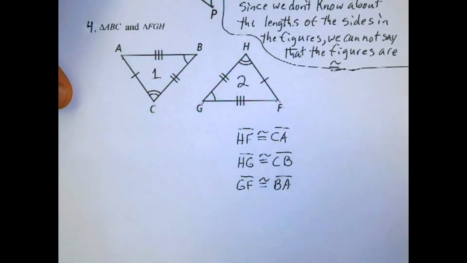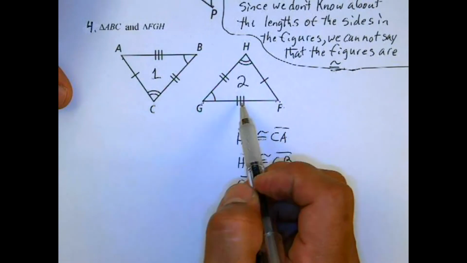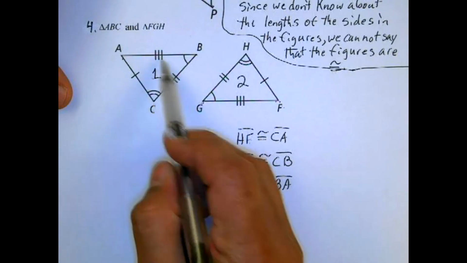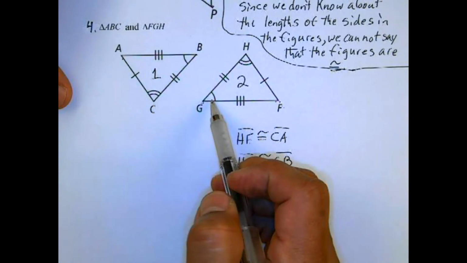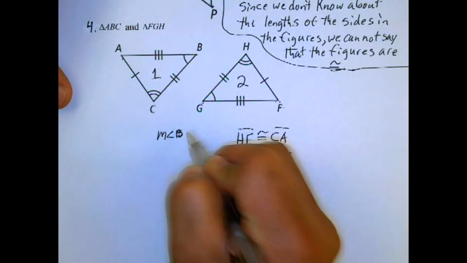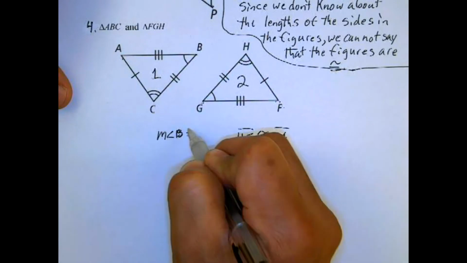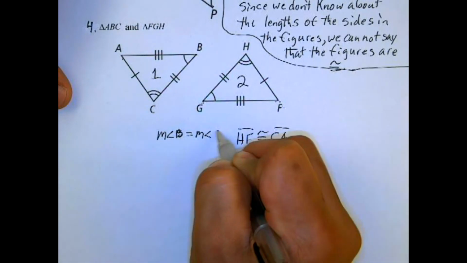So these three sides are congruent to each other, so that's actually very good if we're going to prove that the two triangles are congruent. Now we got to look at the angles, okay? Double tick mark, triple tick mark. Double tick mark, triple tick mark. Single arc. Are they the same? Yes. So the measure of angle B is in the right spot so that the measure of angle B is equal to the measure of angle G.